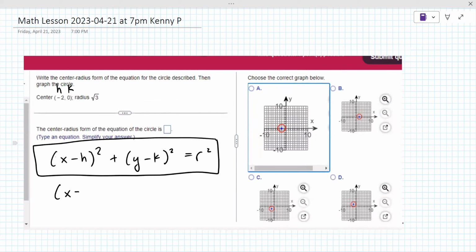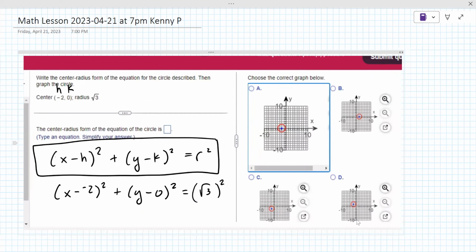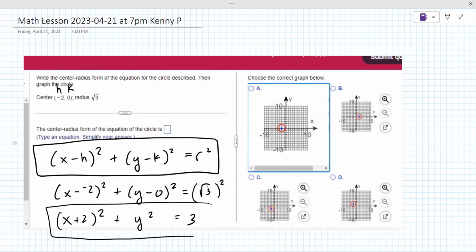So it's (x minus a minus 2) squared plus (y minus 0) squared equals the square root of 3 squared. Now you do have to simplify your answer. It says that there in the box: x minus a minus becomes x plus 2 squared plus just y squared equals, the square undoes the square root, so it's just 3. So this is what it's looking for in that first box.